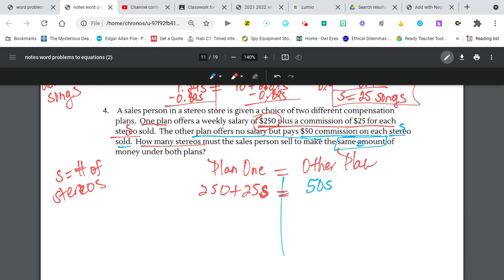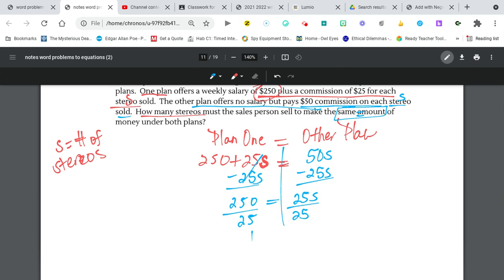All right, so I'm going to go ahead and get rid of the 25S. You could have gotten rid of 50S, but again, you have to put a 0 over there. So it's 250 equals 25S. You're going to divide both sides by 25. And it's going to tell you how many stereos you would have to sell in order to get the same pay from each job. So if you sold 10 stereos, you would get the same pay from each job. So at that particular point, it wouldn't really matter which plan you chose.